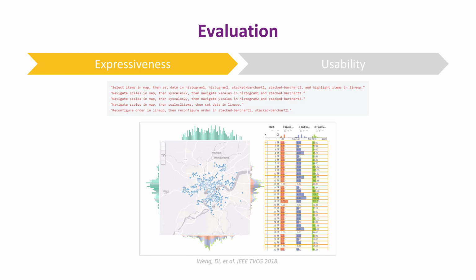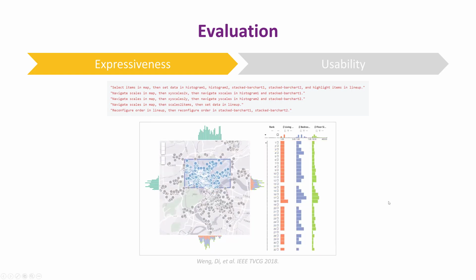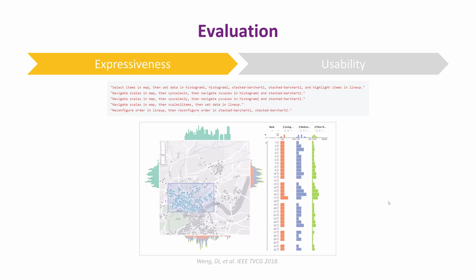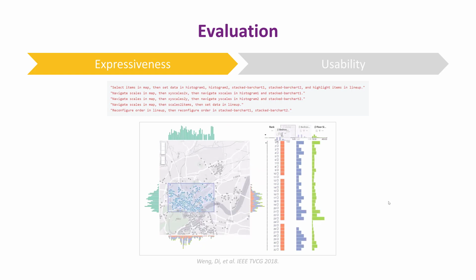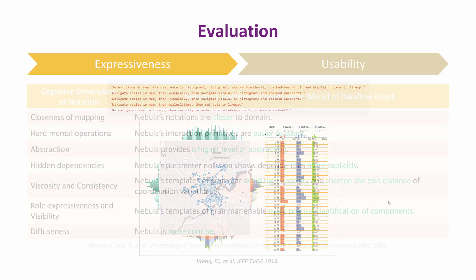In this system, user selection will be highlighted in other views. In addition, the selection could be traced during panning and zooming in the map. Reconfiguring the attribute order helps users discover distribution patterns.